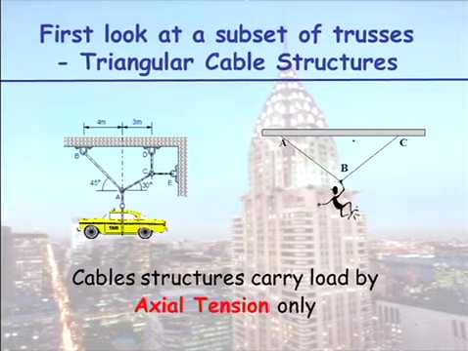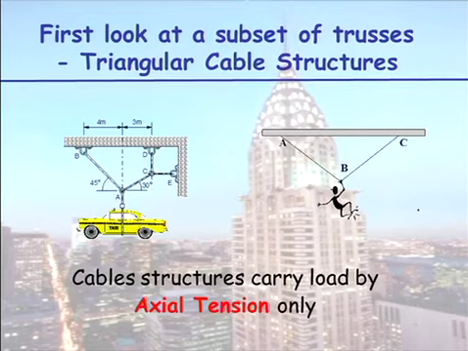Before we launch into trusses, I just want to consider what I call a subset of trusses, which are triangular cable structures. In triangular cable structures, I think you can all imagine all these members will be in tension only. So think of these all as bits of rope. For these systems to work, the axial force in them must only be tension. This example comes from a problem in the problem set next week.